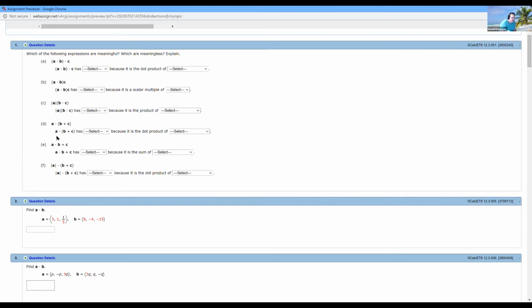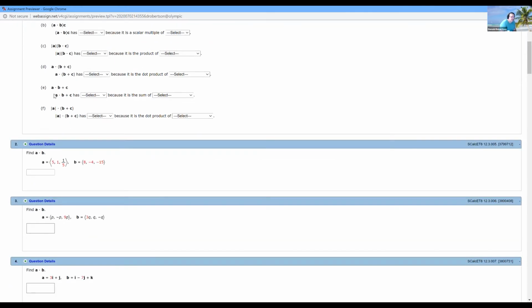A dot B add C, right? Since it's in the brackets, we should do B add C first. If you add two vectors together, don't you get a vector? And then isn't A dot a vector? Okay, you can do that. So it has a meaning.